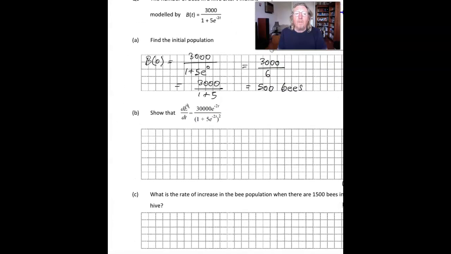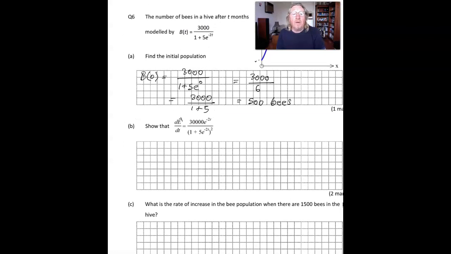Now, part B, we want to show the derivative is equal to this. Now, there's a mistake here. This should have been dB/dt, not dE/dt. And what you have to remember, not make the mistake of differentiating this guy here. We want to differentiate this function up here and show that it's equal to this one. And to do that, we want to rewrite B(t) in this form so we don't end up trying to use a quotient rule.